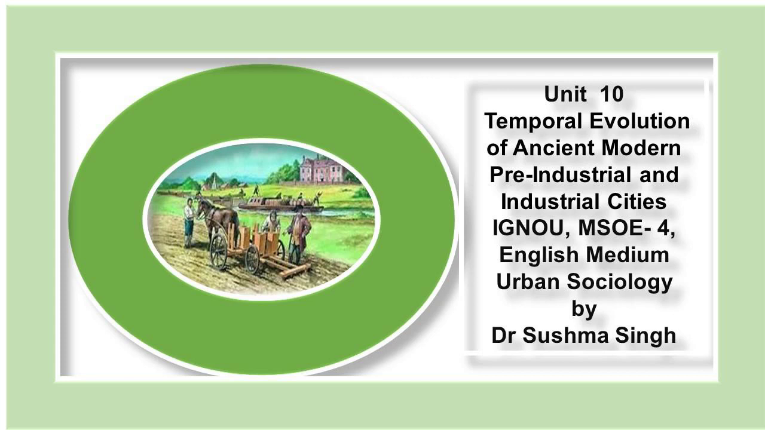The dimensions of a modern city are as follows: spatial morphology and location, economic structure, demographic and sociological structure, and technological structure. The first is spatial morphology and location.